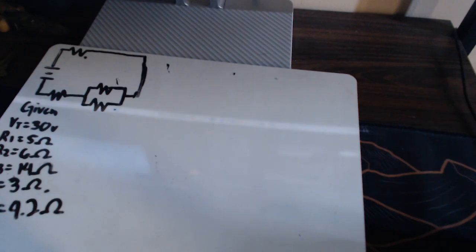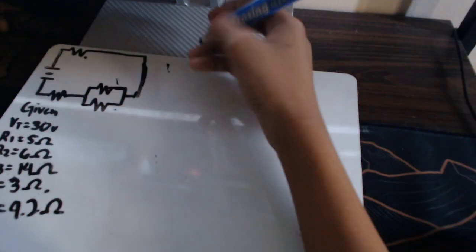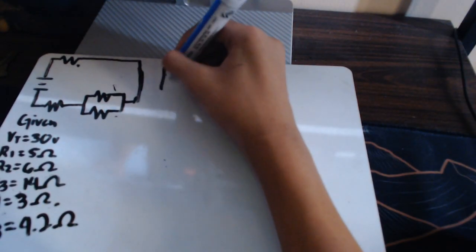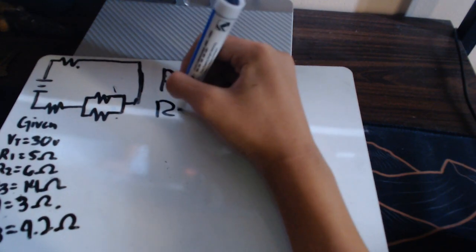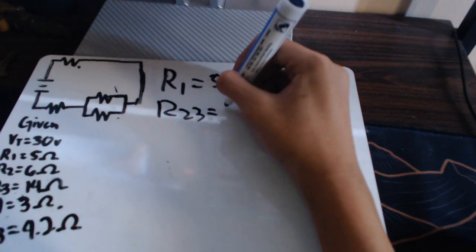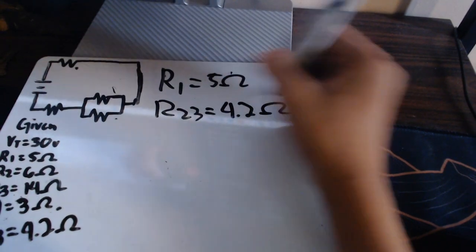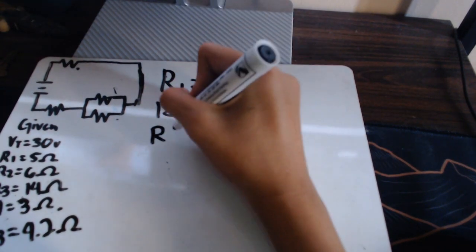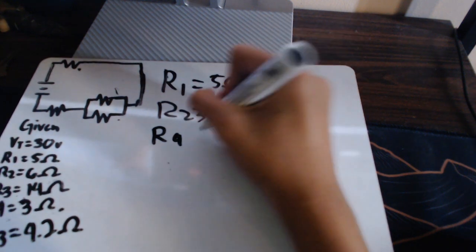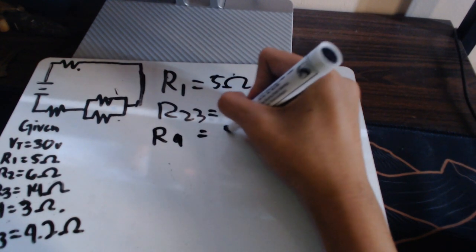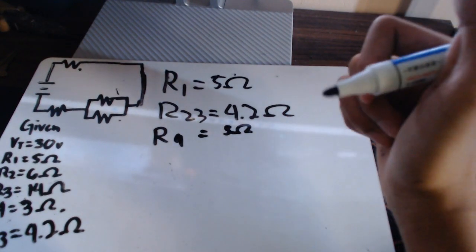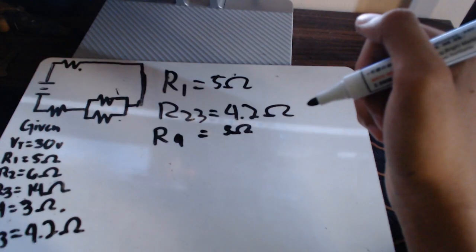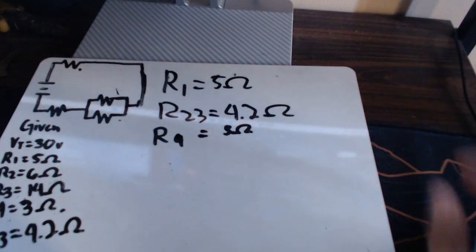Now that we have all the resistances, we can do this. R1 is equal to 5 ohms. R23 is equal to 4.2 ohms. R4 is going to be 3 ohms. Now the circuit is much simpler because these three resistors are now in series, so we just add them together.